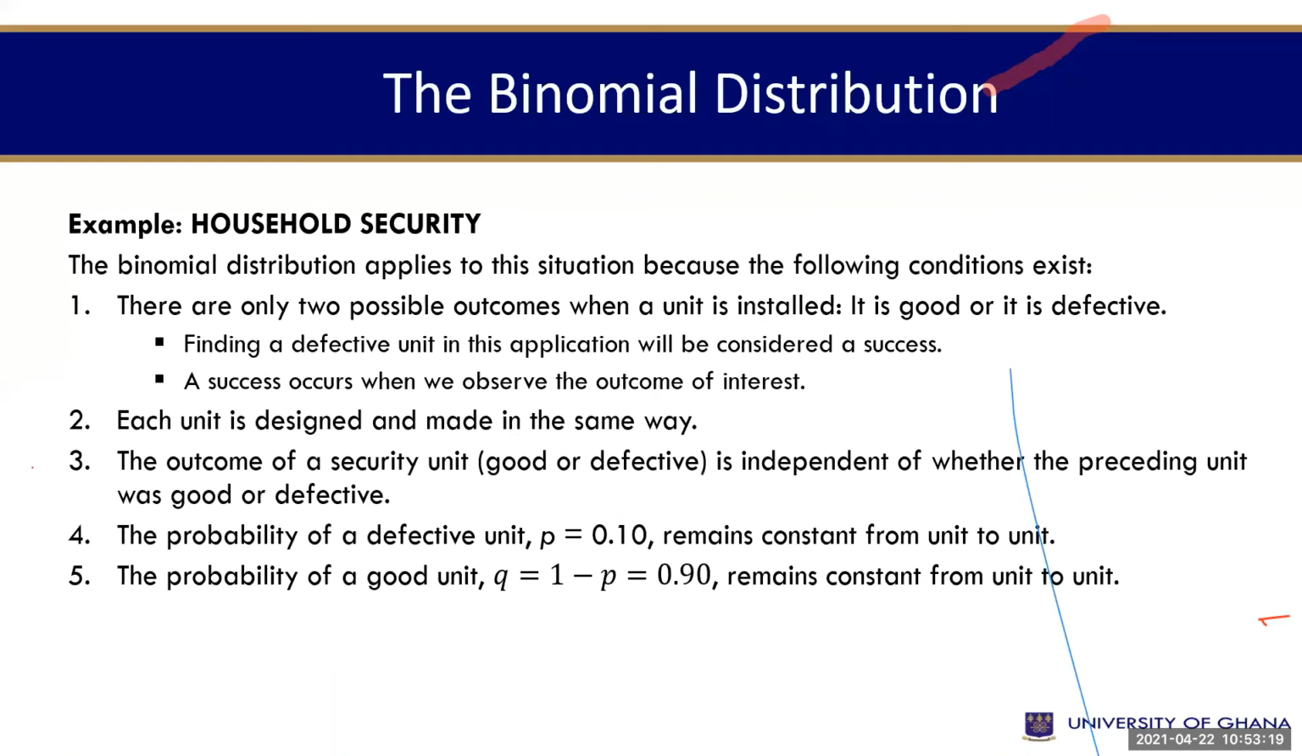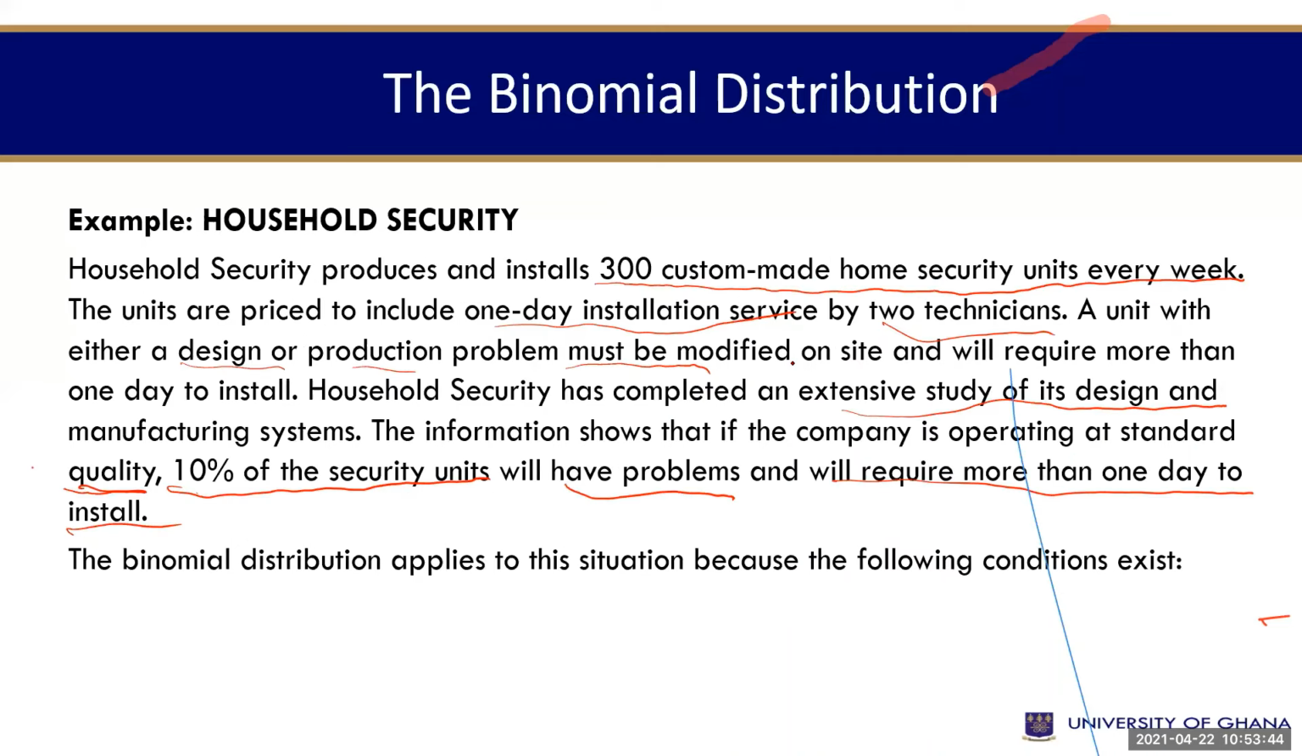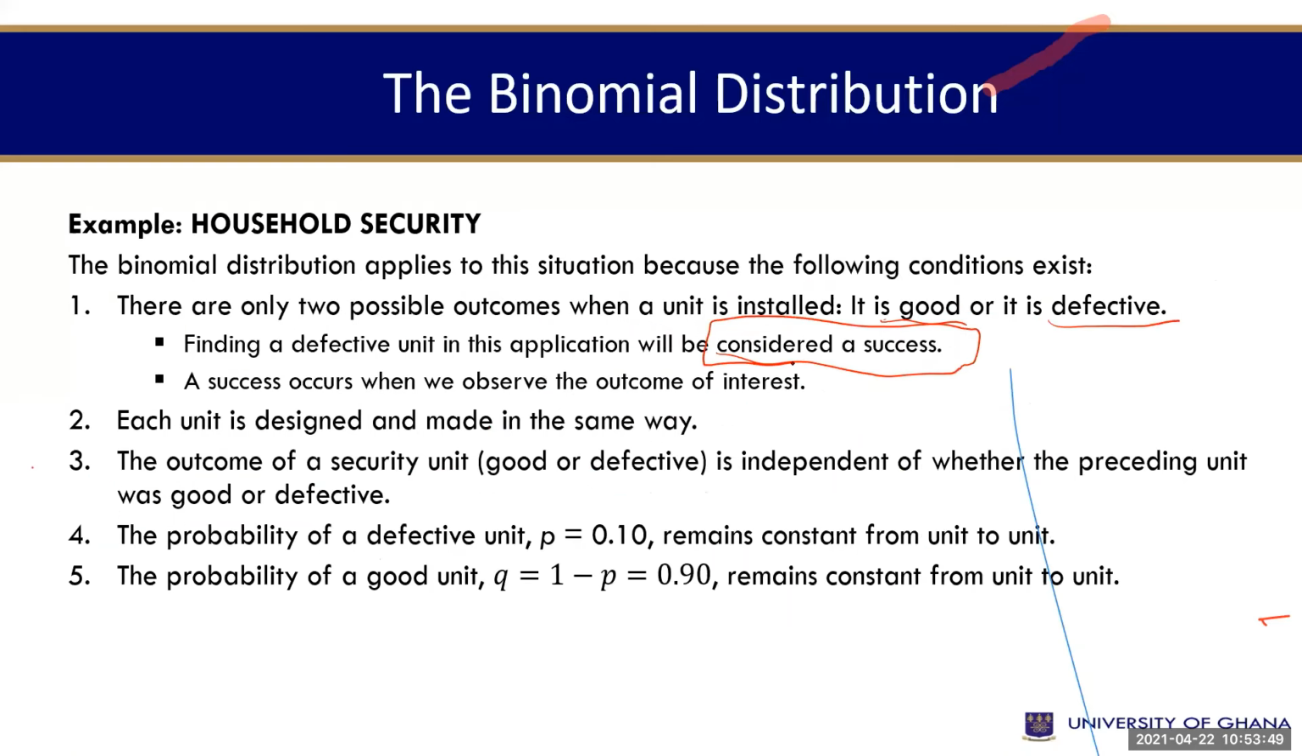One, there are only 2 possible outcomes when a unit is installed. It is either good or defective, as stated. This means that finding a defective unit in this application will be considered a success. Please note that finding a defective unit is considered a success, because that's the whole idea. Either it is a good design or otherwise, and a success is the outcome we observe as the outcome of interest.